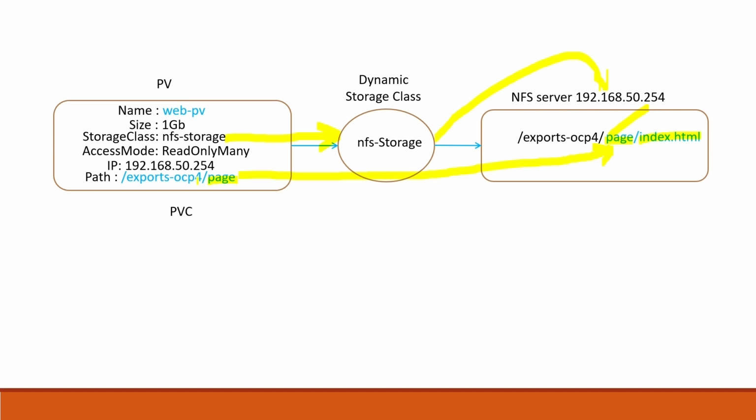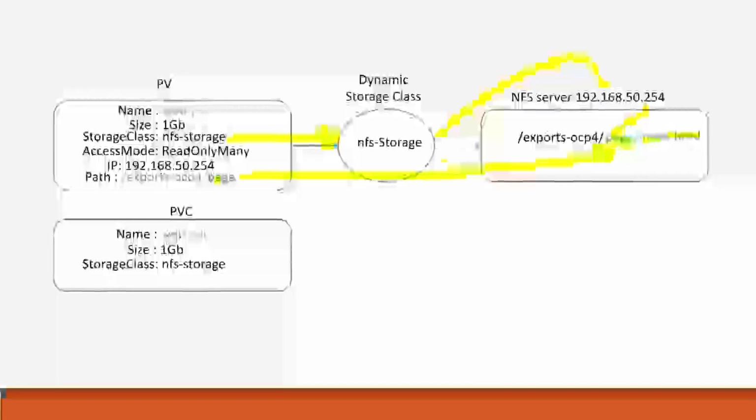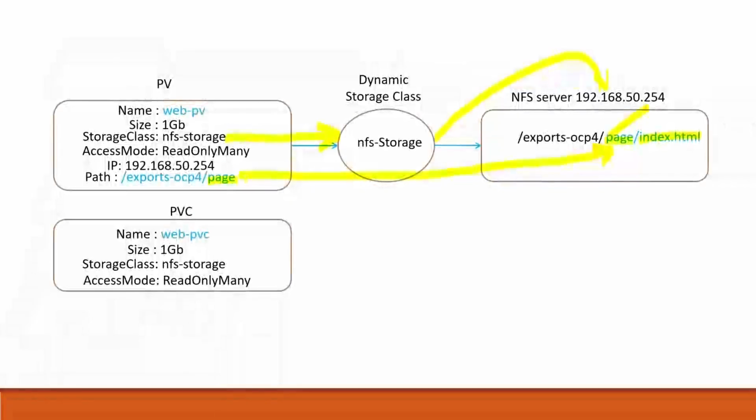Okay, then we will create a PVC with the name web-pvc. The size should be the same as the PV. Storage class and access mode also should be the same as the PV. Then this PVC will immediately be bound with our existing PV, which means if any application consumes this PVC, then it can access our index.html file.